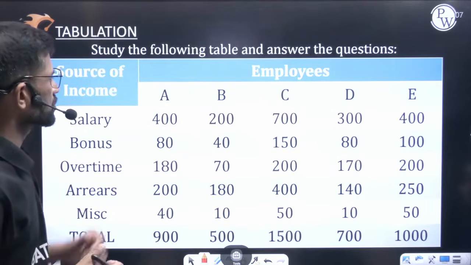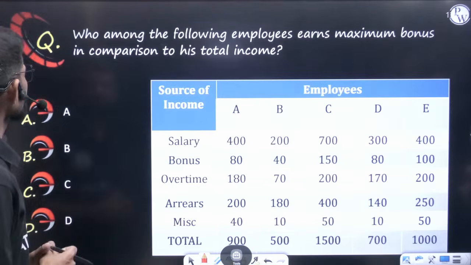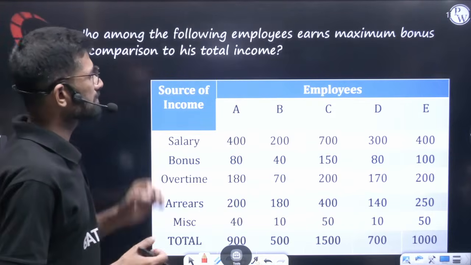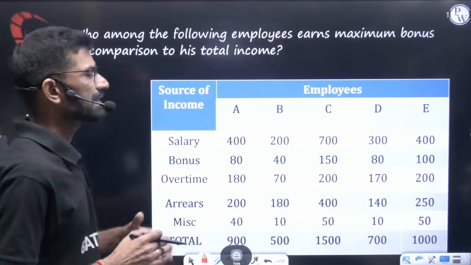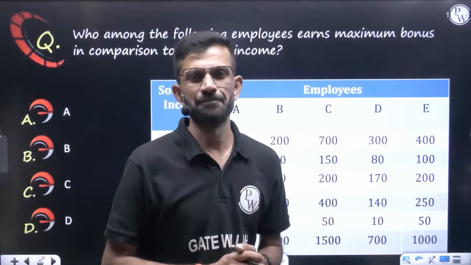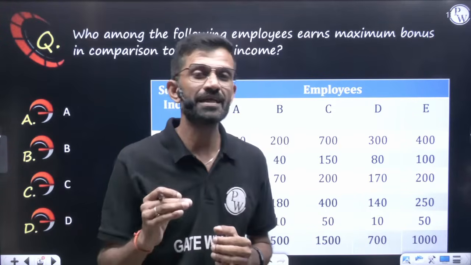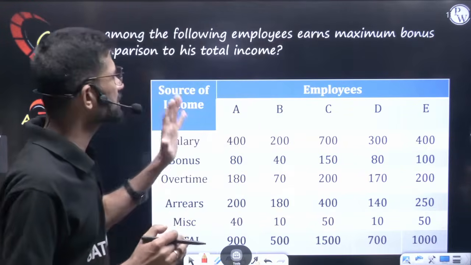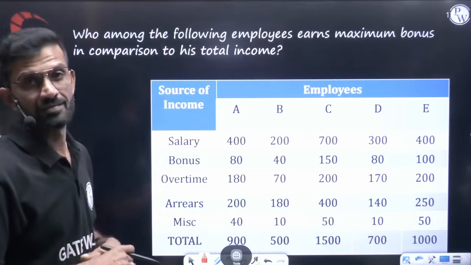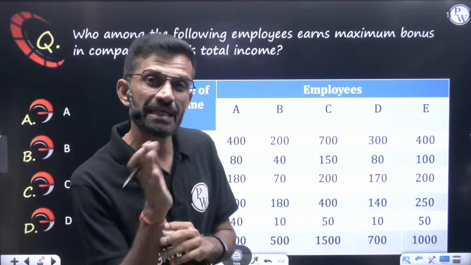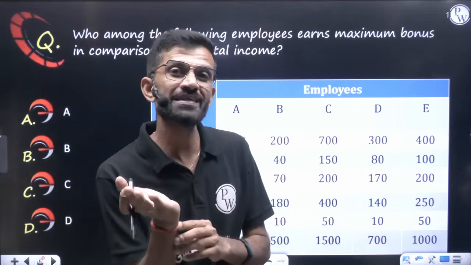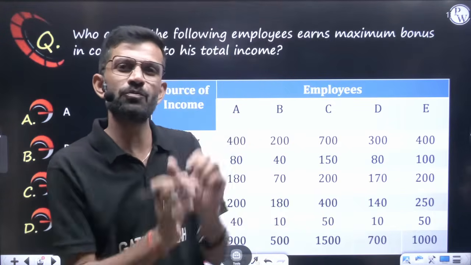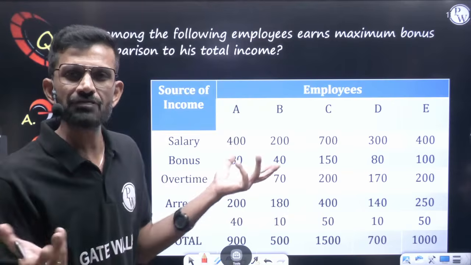So let us see the question based on this graph. Here you can see the question they have given: who among the following employees earns maximum bonus in comparison to total income? In comparison to total income, which employee among A, B, C, D, E, these five employees, gets maximum bonus? So we'll try to find it in percentage. In percentage, how much bonus, and who is getting the maximum percentage, we will find like that.